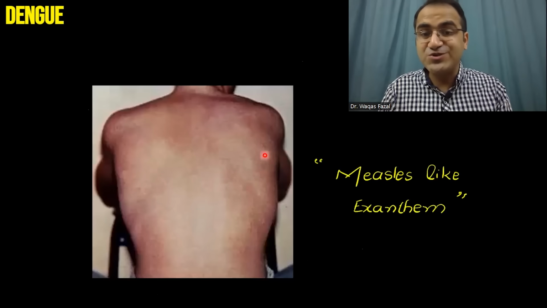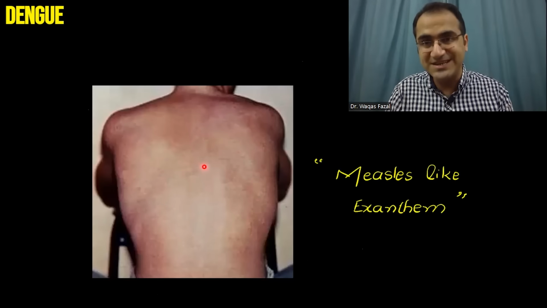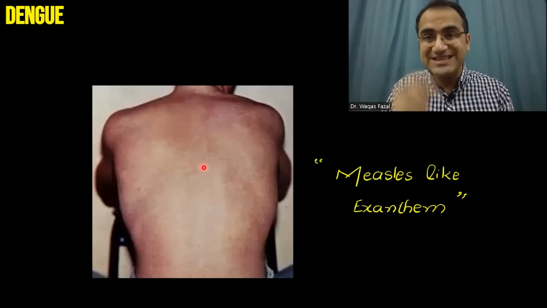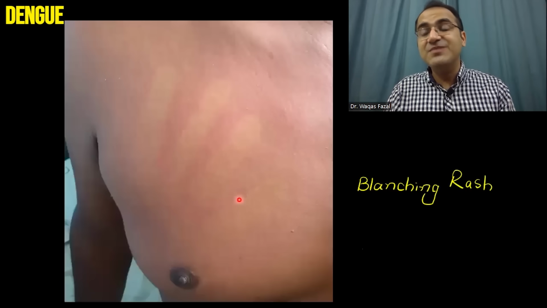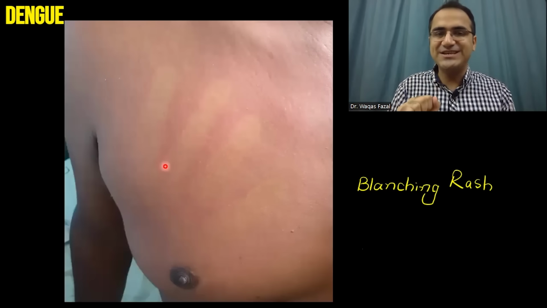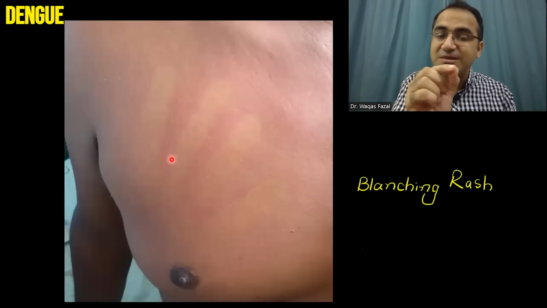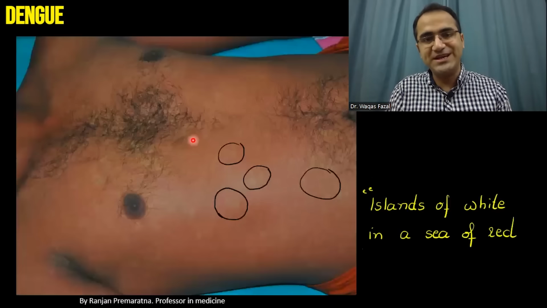This is a picture showing the measles like maculopapular rash which appears in dengue. Not all patients have this type of rash, but few patients can develop a measles like exanthem. And remember, the rash that appears in dengue virus is a blanching rash. If you place a hand on the rash, the area will blanch. That is the blanching rash of dengue.